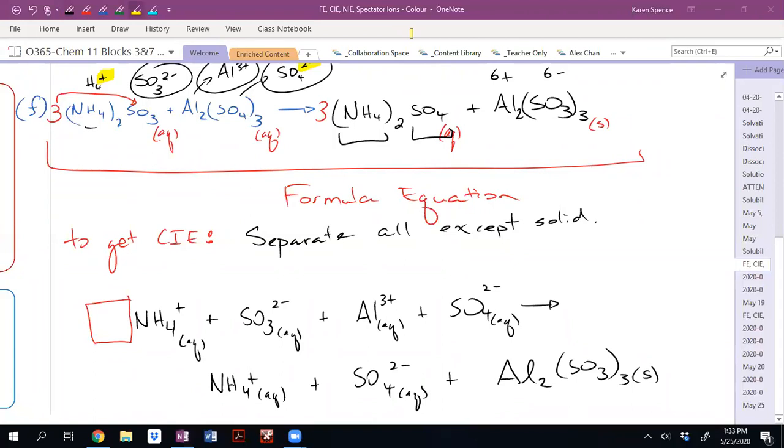Yeah, absolutely. We have 3 here, and we have 2 down here, which means in total we have 6. Okay, what is the coefficient for the sulfite?